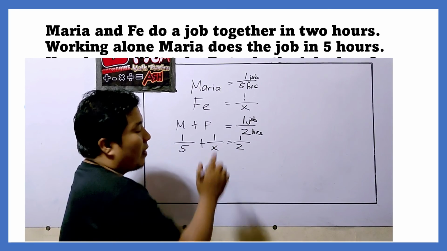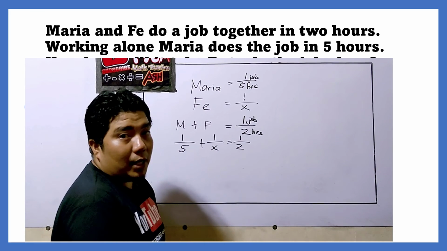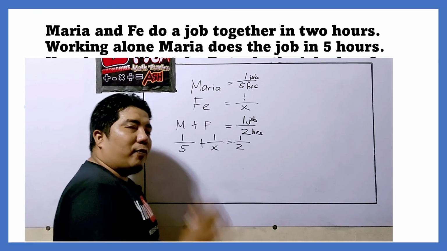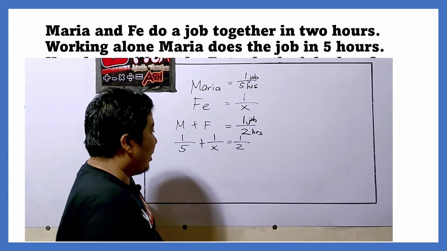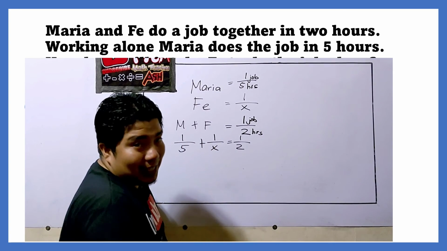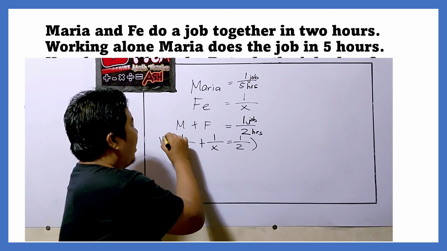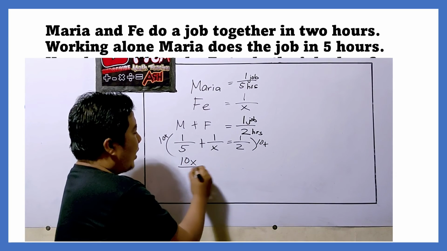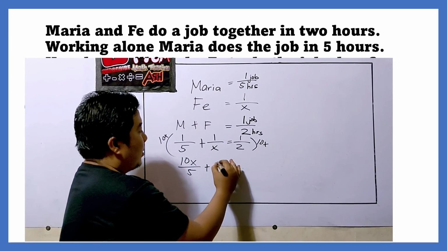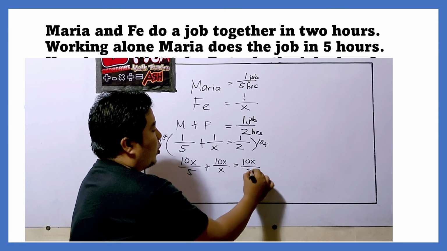Now, how do we solve for the value of X? Of course, it would be easy if we can eliminate all the denominators. So, the first thing you should do here is to multiply the whole equation by the LCD. For 5 and 2, the LCD is 10. Of course, there is an x there, so you will multiply the whole equation by 10x, giving us 10x over 5 plus 10x over x is equal to 10x over 2.